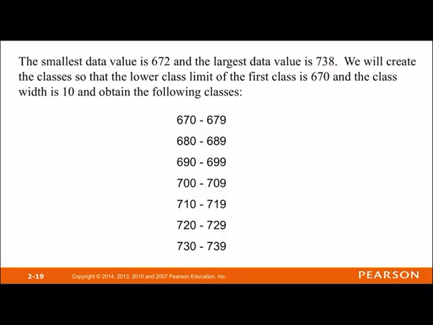You'll go from 670 to 679. Again, 679 is already here, so your next one has to start at 680. Again, there are 10 numbers here. Again, class width: you're subtracting 2 lower limits, so 680 minus 670 gives you that 10. And then you're just going to keep going up, and you'll finally get up to your 739, which is going to be inclusive of that 738.